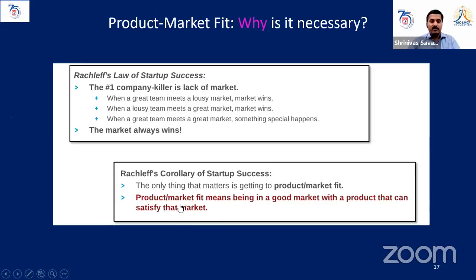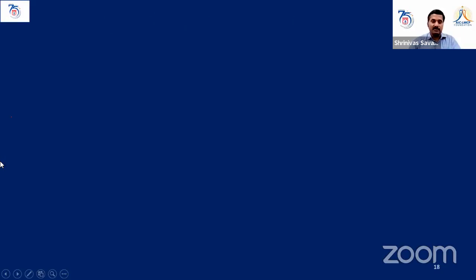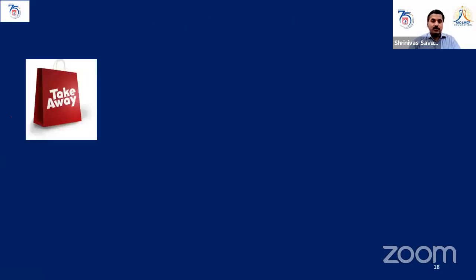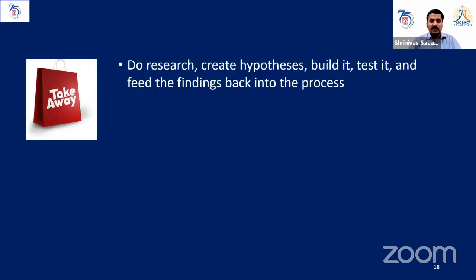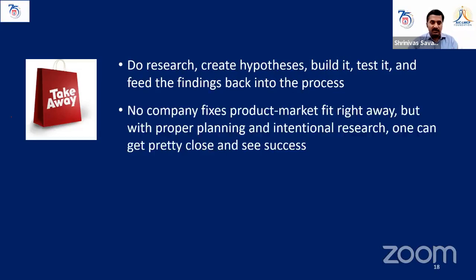So basically, product market fit is being in a good market with a product that can satisfy the market, and that only will make your business successful, right? So, in short, the takeaway is one needs to really do research, create hypothesis about solution, build a solution, test it rigorously, and feed the findings back into the process. So that is how you can actually achieve product market fit.